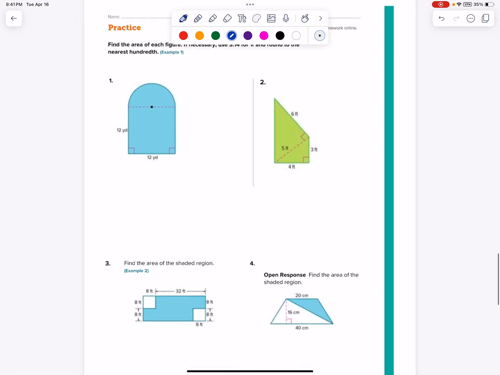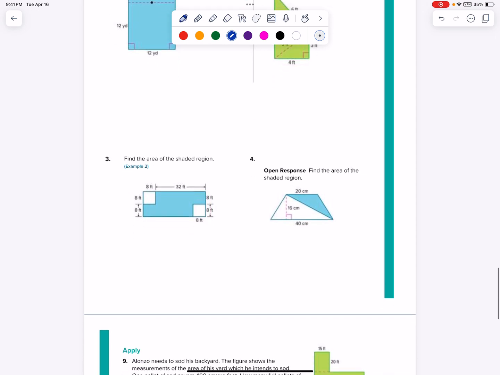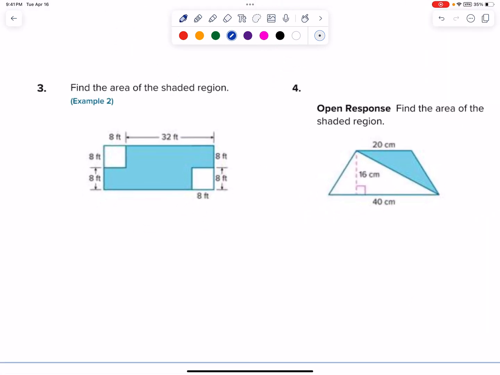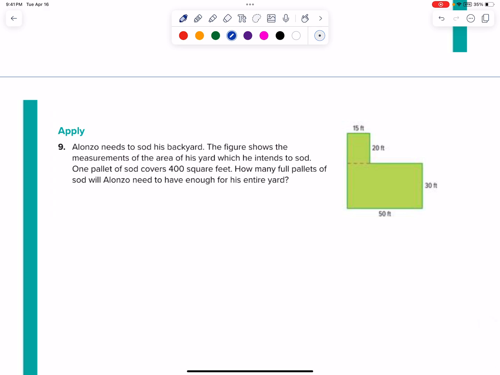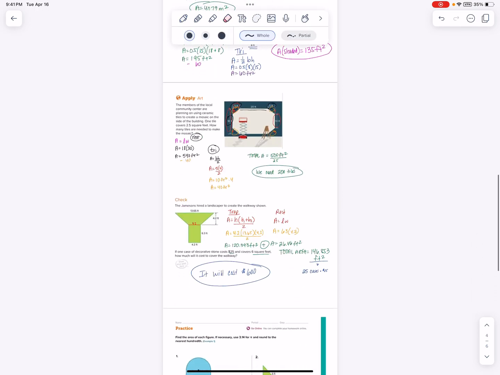All right, so here's your practice and homework for today. You can see you have the semicircle there and rectangle. You have two triangles. You have some decomposing of stuff, looking at a total and then removing pieces, but they're not too bad there. And then one application problem that's very similar to the applications that we just did. All right, so go ahead and take a look at those. And if you need any help, let me know.